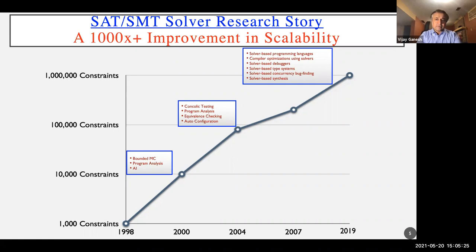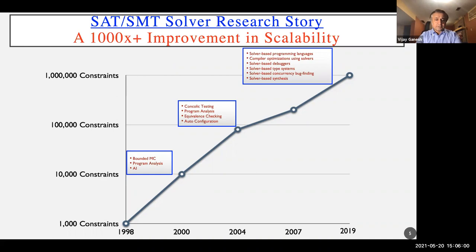A consequence of this is that today people have developed solver-based programming languages, solver-based type systems, compilers, debuggers, concurrency bug finding systems, synthesis tools. Solvers are finding applications in solving open problems in mathematics, in physics. In all these areas, there is a need for modeling systems in mathematics, and then a solver is invoked to analyze that model. That's basically what's going on. So there has been this massive improvement in the performance of these solvers, and that has enabled all these technologies.